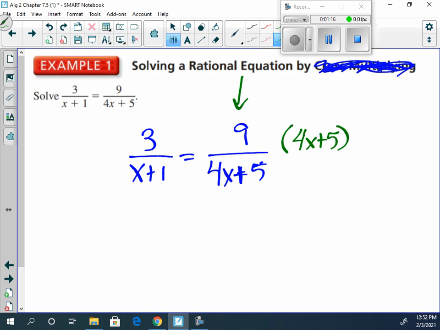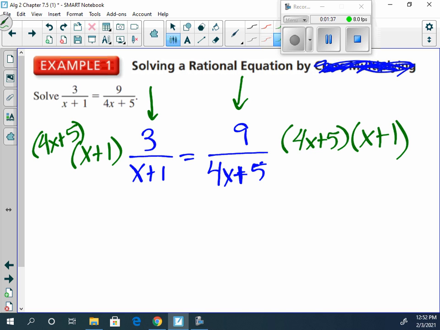So what would we multiply 3 over x plus 1 by so that its fraction reduces? Well, right, but we can't just multiply one side. I mean, I have to multiply on both. Do we have to multiply the numerator and the denominator? Like put it on the addition or just the numerator?